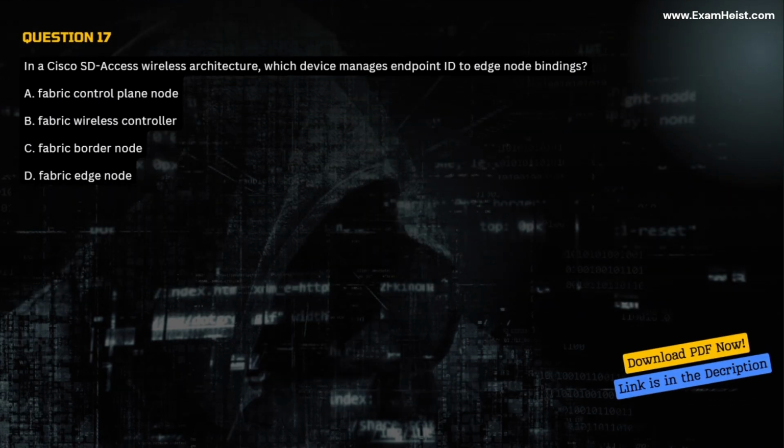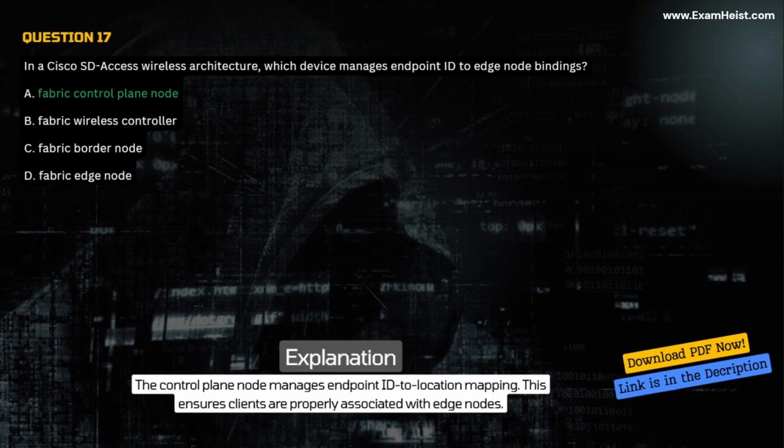Question 17. In a Cisco SD-Access wireless architecture, which device manages endpoint ID to edge node bindings? A. Fabric Control Plane Node. B. Fabric Wireless Controller. C. Fabric Border Node. D. Fabric Edge Node. Correct answer A. Fabric Control Plane Node. Explanation. The control plane node manages endpoint ID to location mapping. This ensures clients are properly associated with edge nodes.